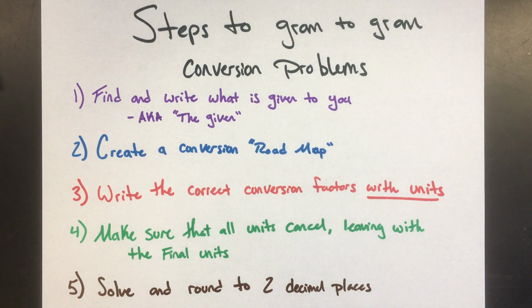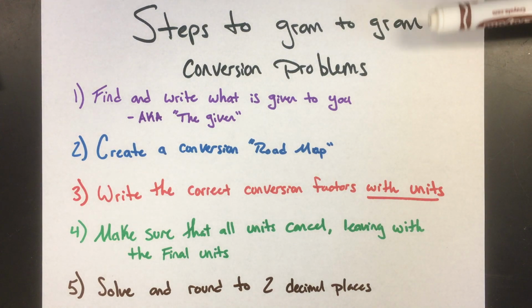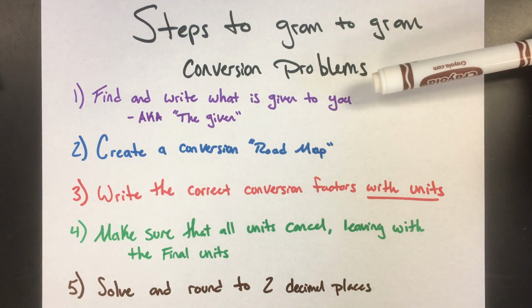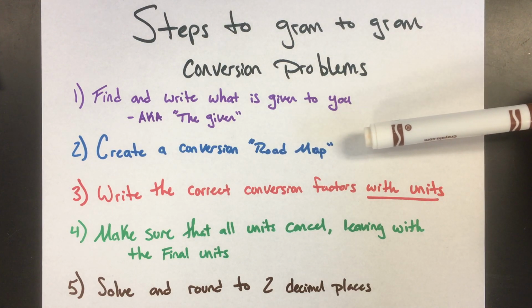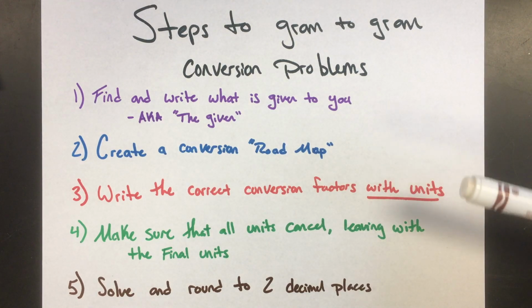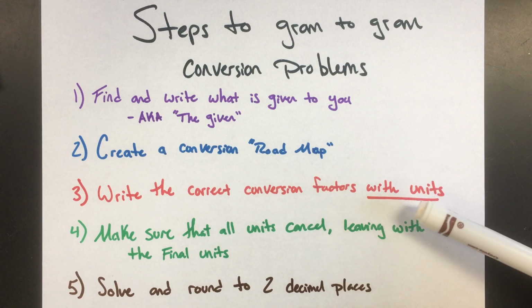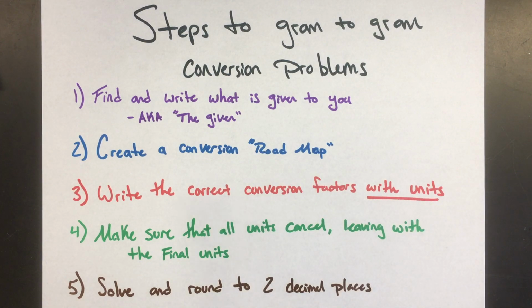Here are the 5 steps to gram conversion problems. First, you're going to write and find out what is given to you. This is what I'm going to call the given. You're going to create a conversion roadmap. We're going to write the correct conversion factors with the correct units. Make sure that all of our units cancel, leaving us with the right units that we want. And then we're going to solve and round to 2 decimal places.